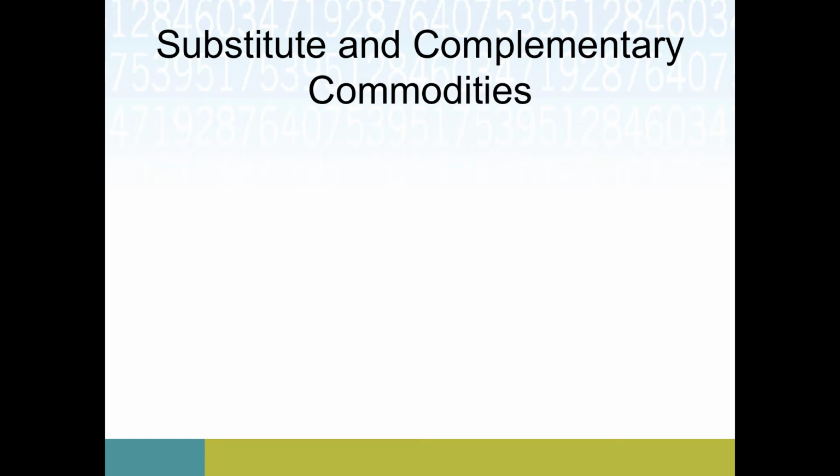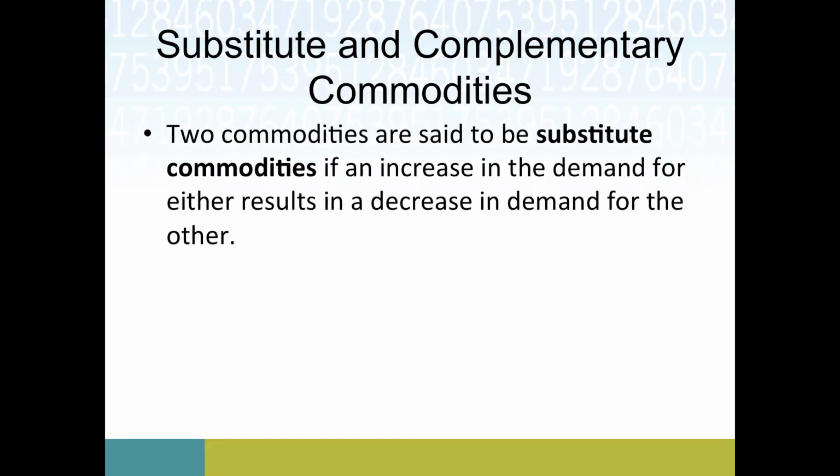So the last piece of application for this section is an economics one, and it's talking about substitute and complementary commodities. So these definitions that I want to give are kind of our official definitions. We say that 2 commodities are substitutes if increasing the demand for one or the other of them results in the other one becoming less popular.